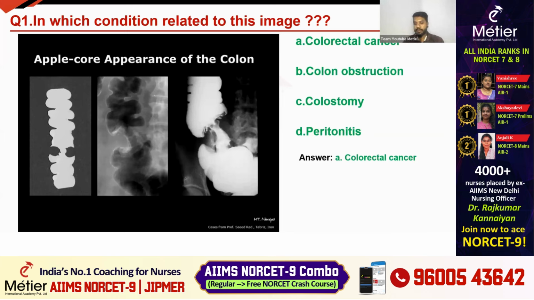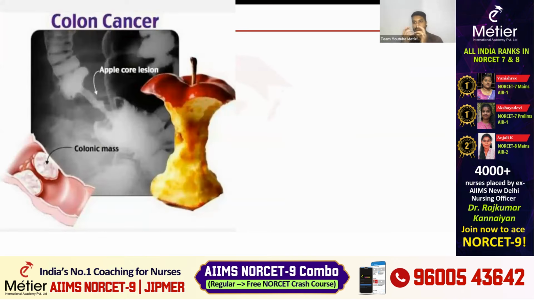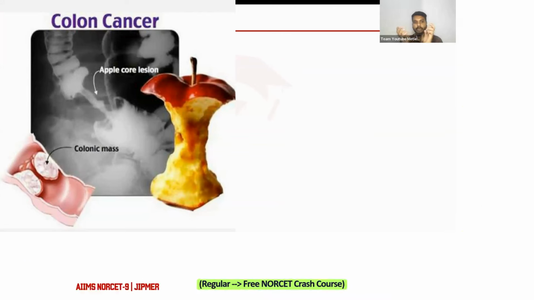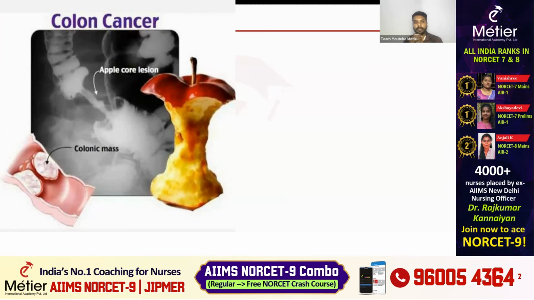What is that apple core appearance? When we eat an apple, we eat from both ends, because we will not eat that center part, right? So that is called the apple core lesion. This is because of the colonic mass due to colon cancer. When the colon has cancer and we do an X-ray or a barium enema or a barium study, we can see this apple core lesion in the X-ray.